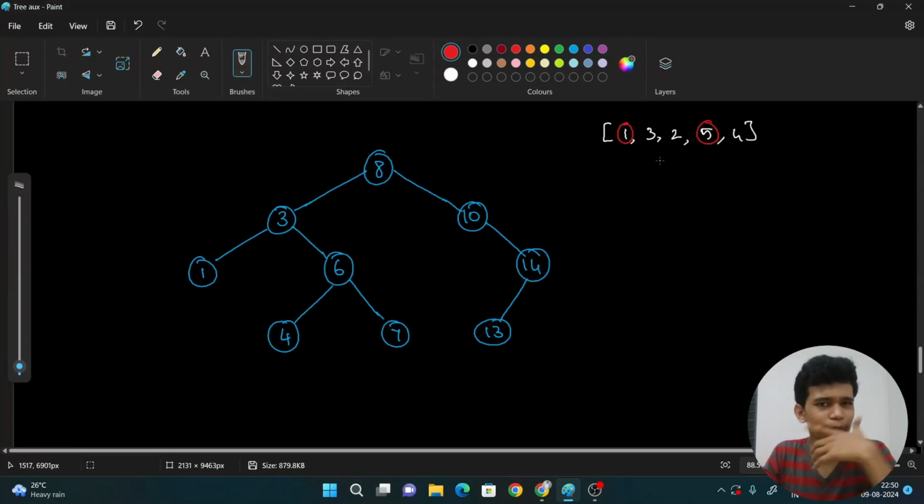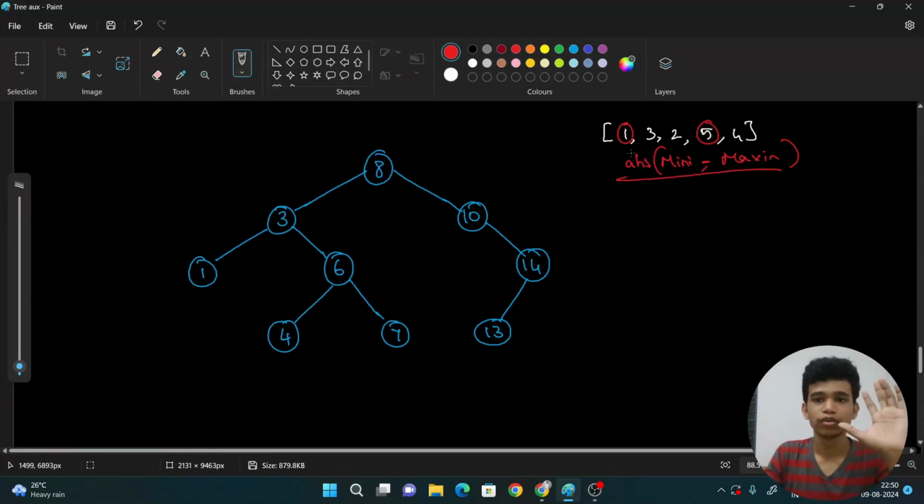So what is the observation here? I'm picking a minimum value and also a maximum value, and I'm just taking the absolute difference between them. So this is the approach we are going to take. Yes, okay. So this is our first intuition. Okay, our second intuition is that just observe this tree carefully.